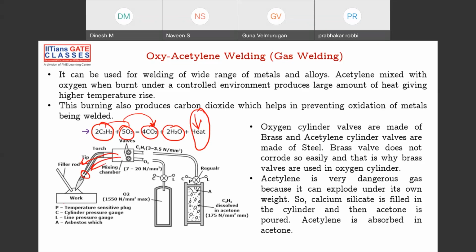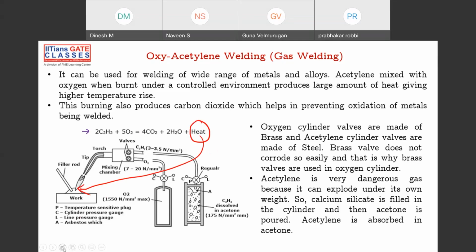Because of this reaction, C2H2 plus O2, with 2 parts of C2H2 and 5 parts of O2, whatever it is, you have to do the full chemical reaction balancing. And a good amount of heat is coming. This heat is used here to heat the workpiece material or filler rod. And that is what oxyacetylene welding is. It's simple, very easy, but we have to understand some different aspects of it. Very important. What is that?